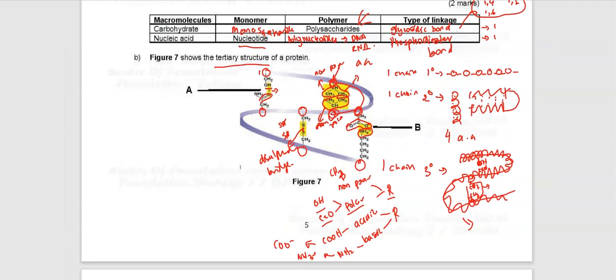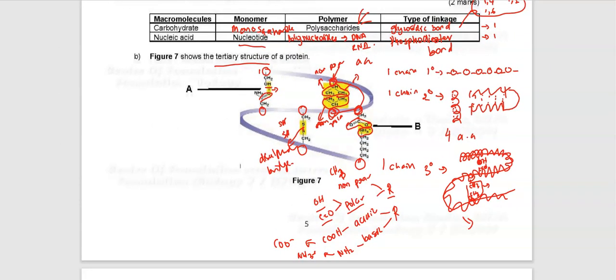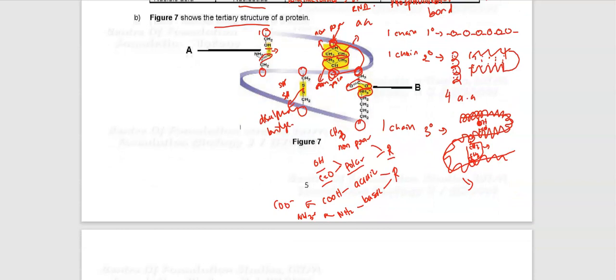Okay, so those are the bonds that are involved in the tertiary structure. You have hydrogen bond, and then you have disulfide bridge, hydrophobic interaction, and van der Waals interaction, and then the other one is ionic bonds. So those are the 5 bonds or interactions involved in the formation of tertiary structure of protein.